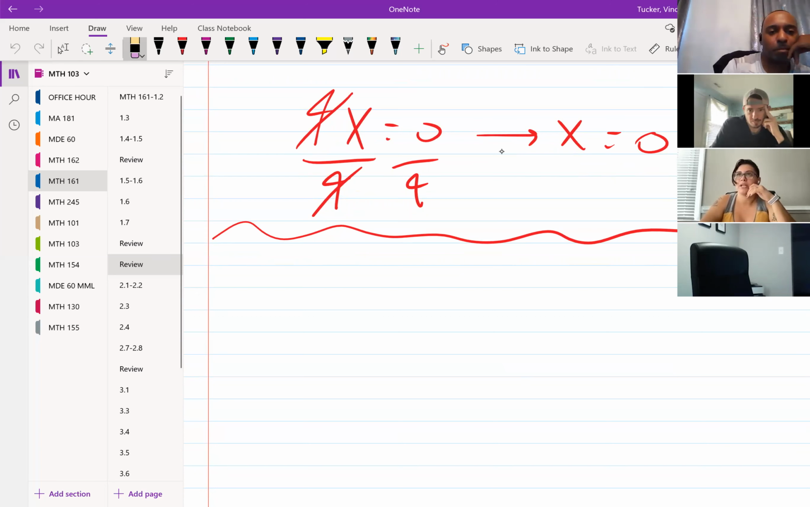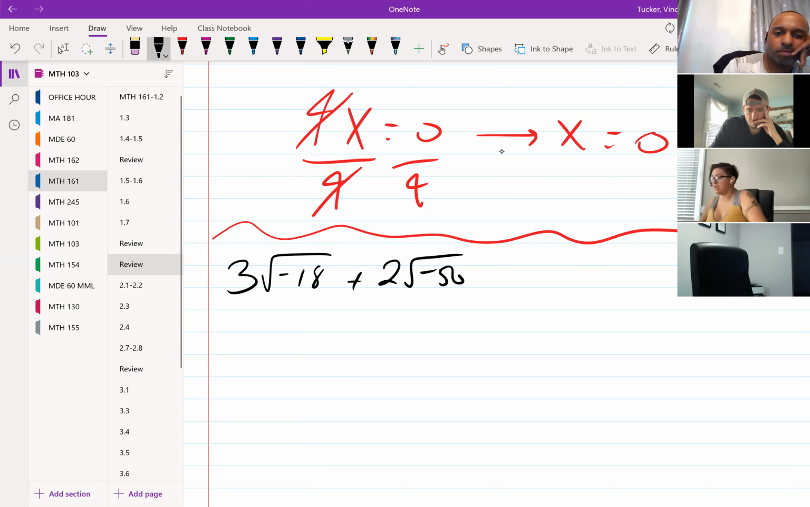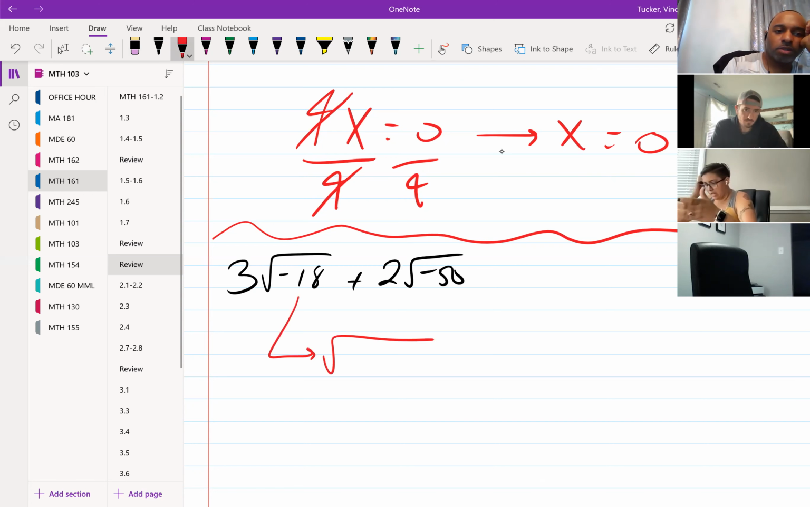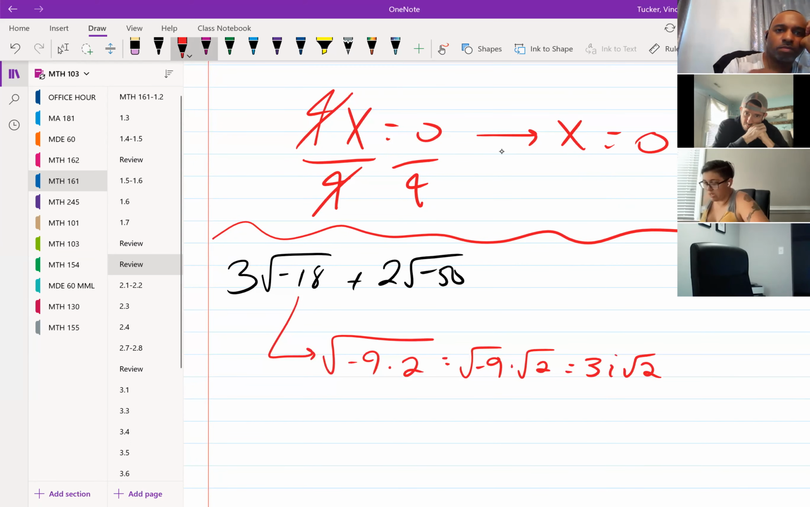All right, so it is 3 square root negative 18 plus 2 square root negative 50. I kept coming up with, I don't even know now. I think it says like 7 squared equals 49. Okay, so let's see.